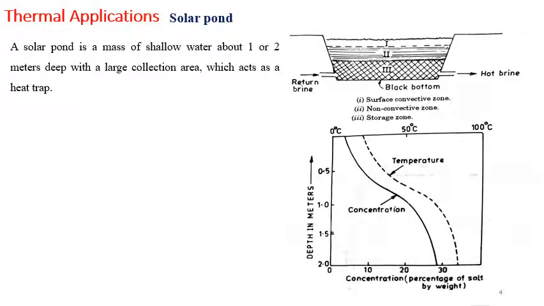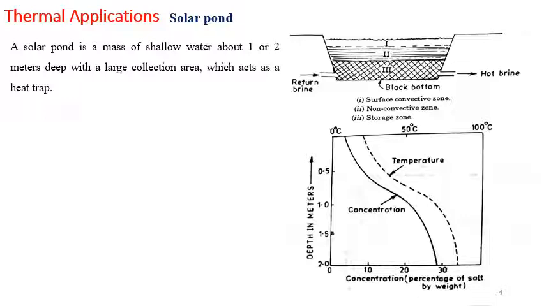Now, a solar pond is a mass of shallow water about 1 or 2 meters deep with a large collection area which acts as a heat trap.